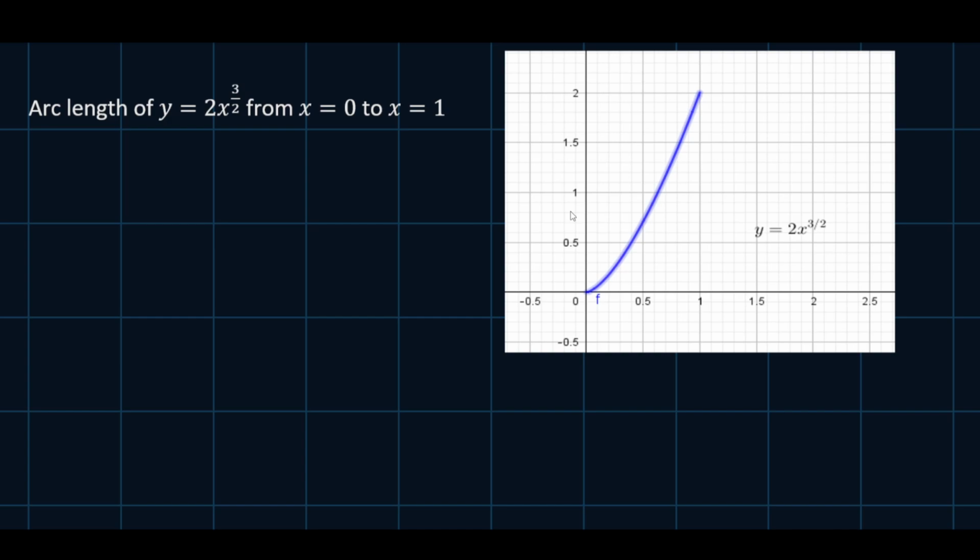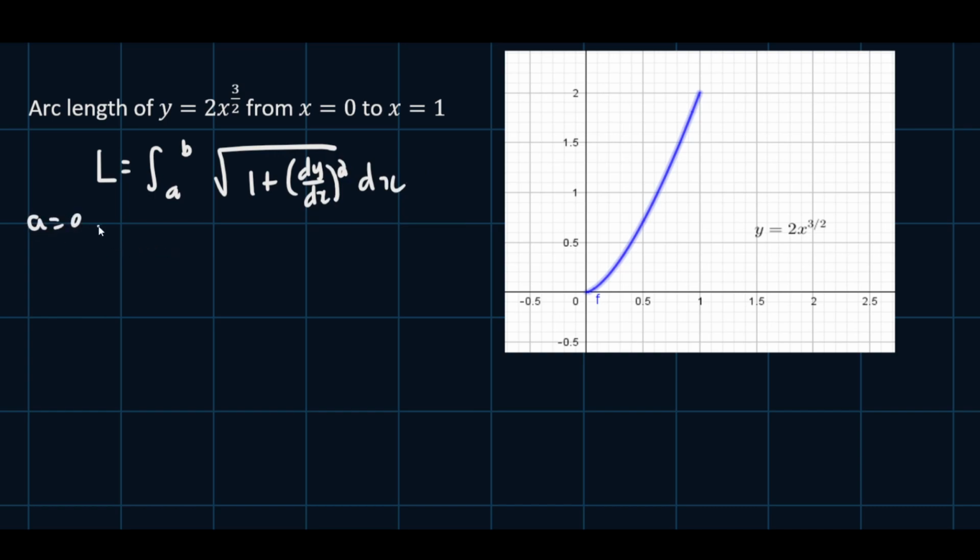Okay, let's say we want to find the entire length of this curve. So again, using the arc length formula, L equals integral from a to b, square root of 1 plus dy over dx squared dx. We have a equals 0, b equals 1, and yung dy over dx natin, kukunin natin yung derivative nito. If we get the derivative, we have 3x, sorry, 3x raised to 1 half.